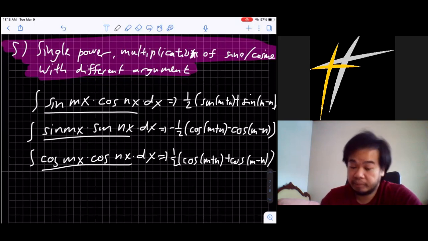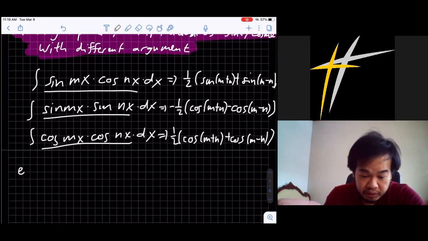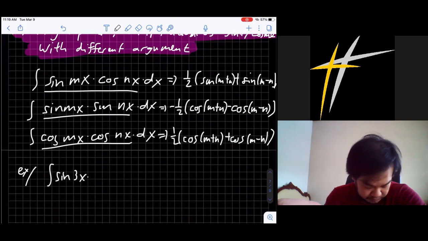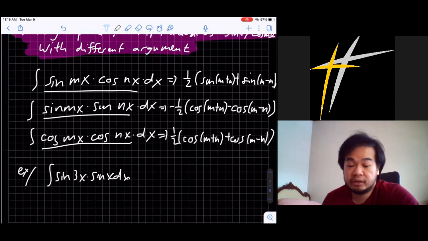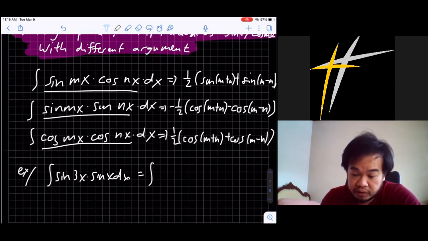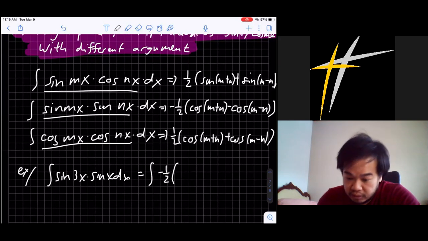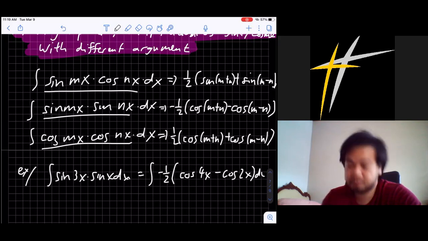Okay, so I'm gonna give you an example. One example will be enough for this. See, try to find the integral of sine 3x sine x dx, for example. So sine times sine, you need to transform it first into negative half of cos 4x minus cos 2x, that is m plus n and m minus n. Yeah, and then it's easy, right?